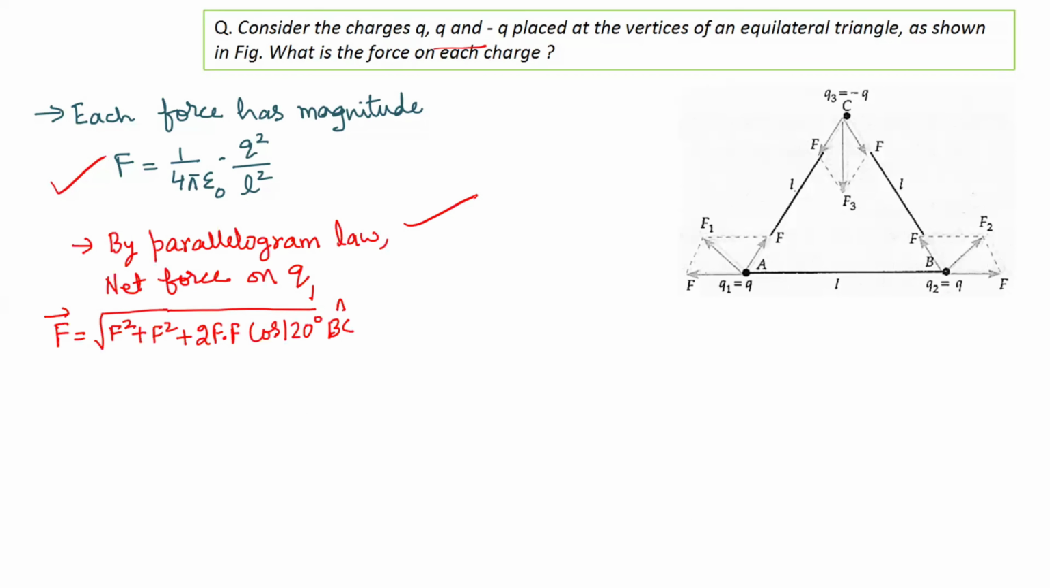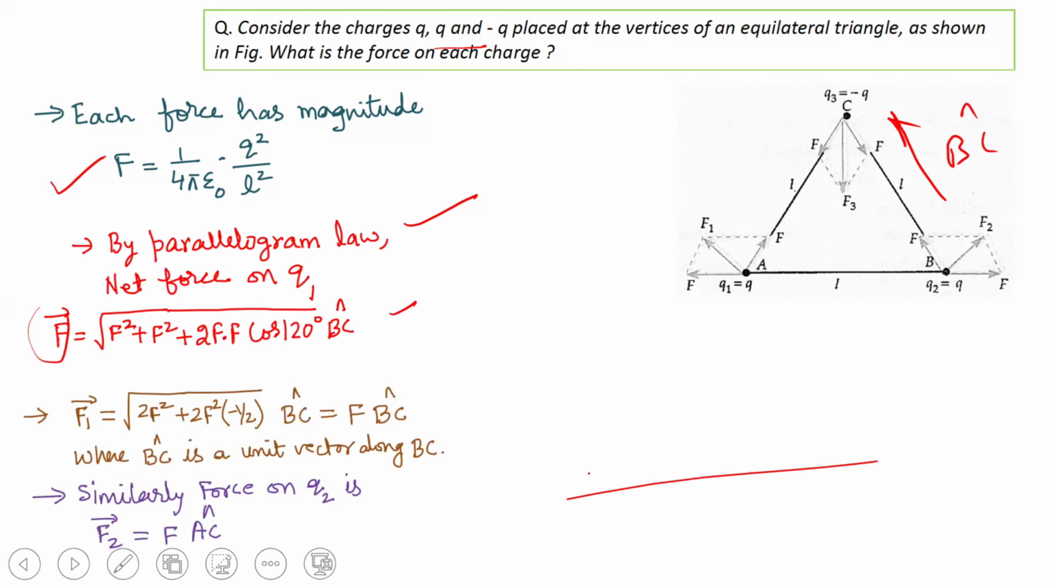Now, by parallelogram law, the vector F is equal to the square root of F square plus 2F into F cos 120, into the BC direction. What is BC? BC cap means the direction from B to C, like this. This is BC cap. Similarly, we can find F1, which is equal to F into BC cap, where BC cap is the unit vector along BC.